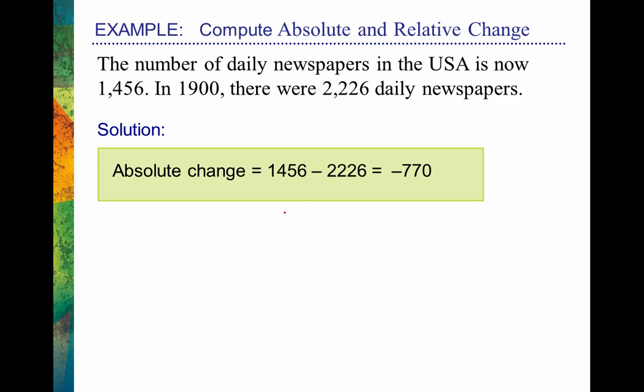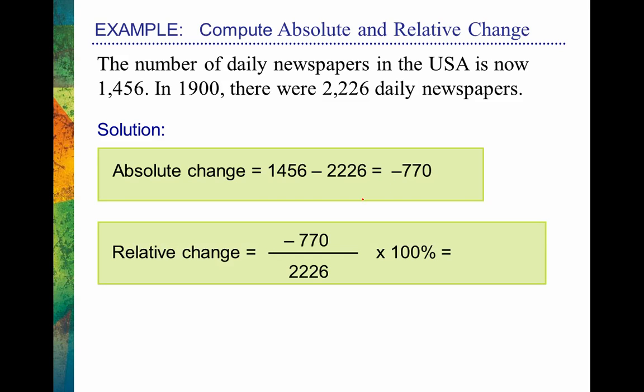Well, now let's compute that relative change. So of course, in order to compute relative change, we first have to compute the absolute change to figure out how much the difference was. And then we're going to look at that difference relative to the starting point in the year 1900. So that value is 2,226.